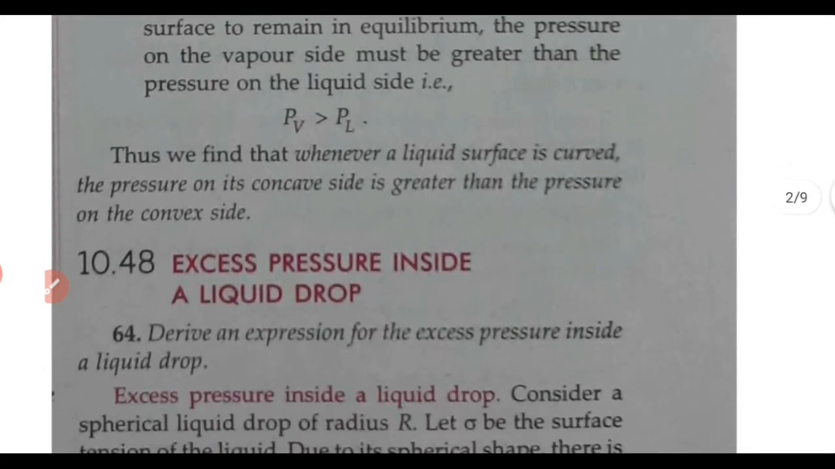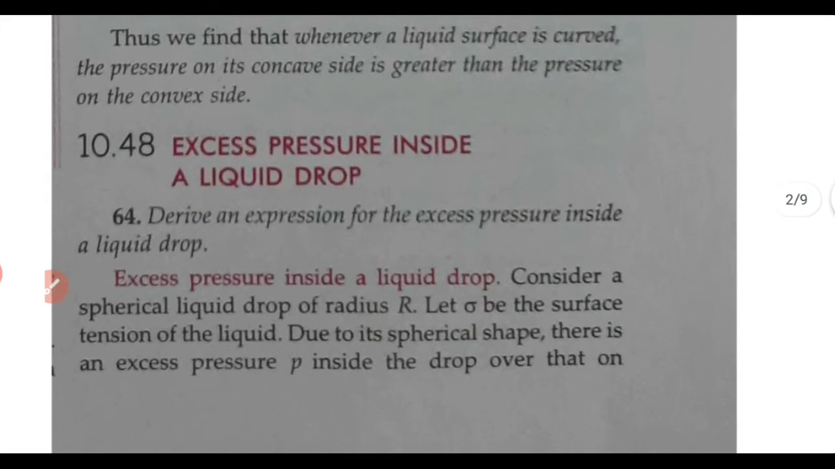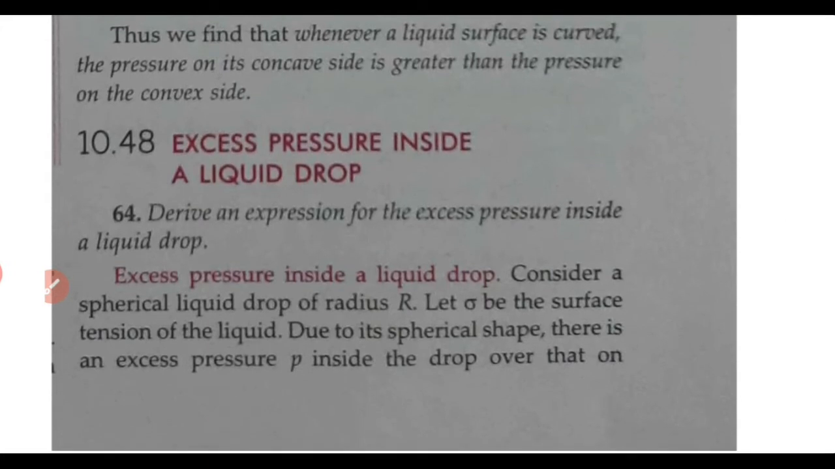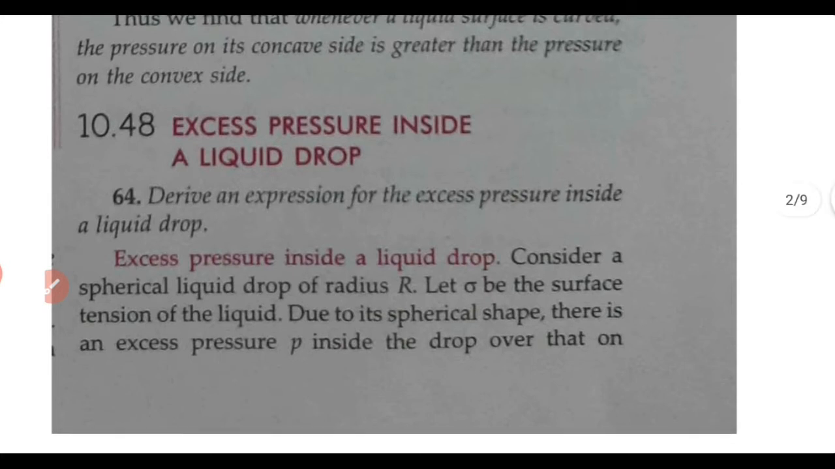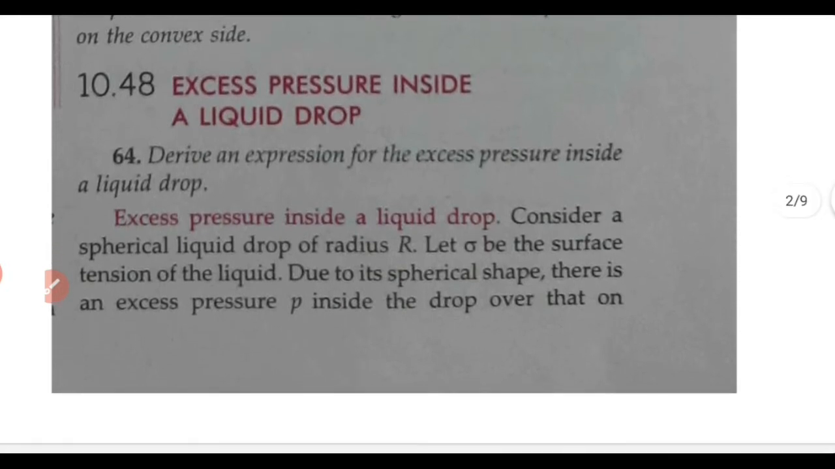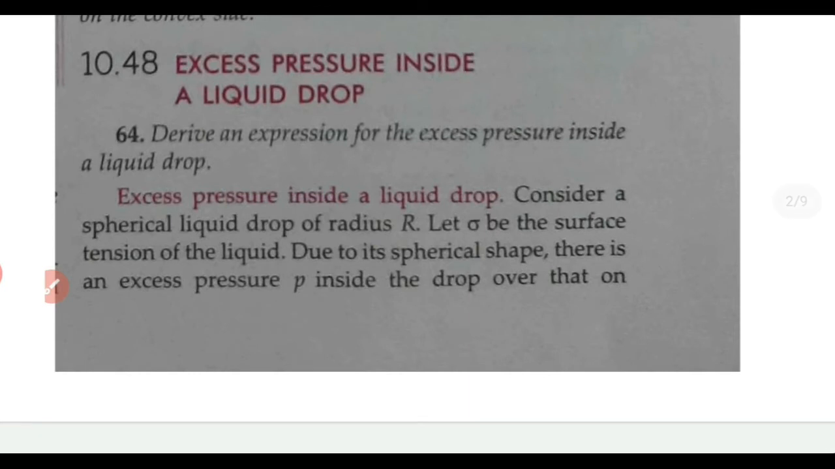Now we have excess pressure inside a liquid drop. We already discussed that it is due to surface tension that the liquid drop takes the shape of a sphere. By the property of surface tension, it has a tendency to minimize its surface area, and because of that tendency, the liquid drop takes the shape of a sphere.